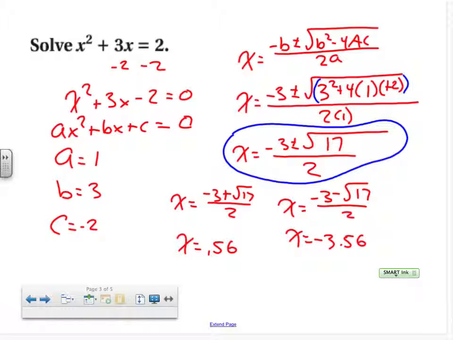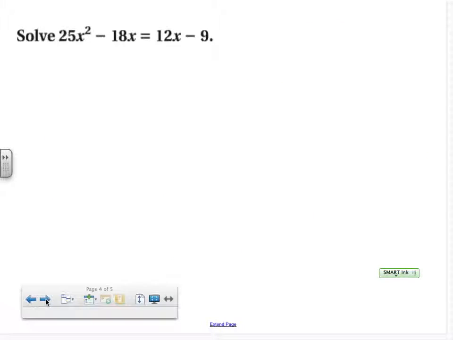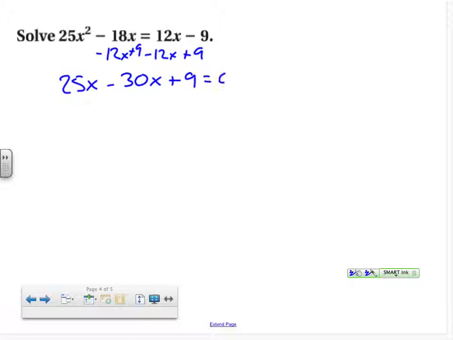All right, let's look at another example. Same type of problem. So we need to do the same thing. First, get it into standard form. I'll start by making sure this side gets equal to 0. So I'll subtract 12x and add 9. So on the left side, we get 25x squared minus 30x plus 9 equals 0.